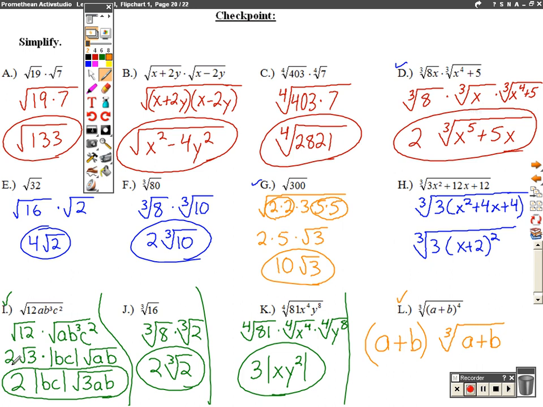And then finally, you're not going to want to leave your answer like this. I'm going to want to clean it up and combine everything that's underneath a radical with the same index to be square root of 3ab, and then I put the other stuff in front.